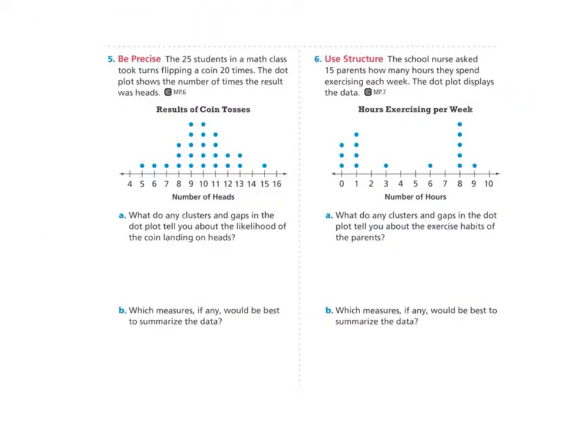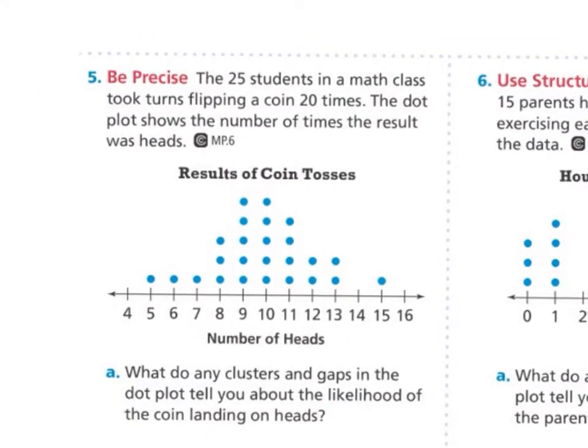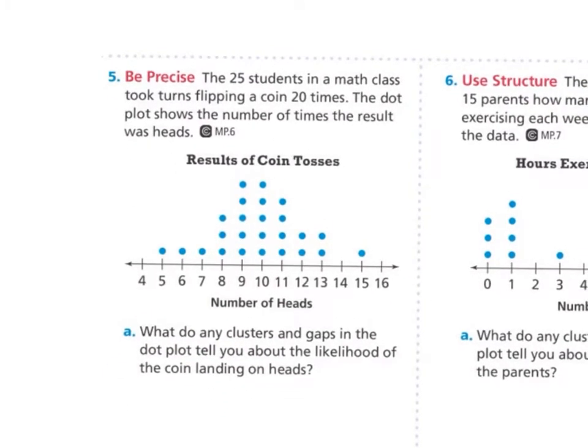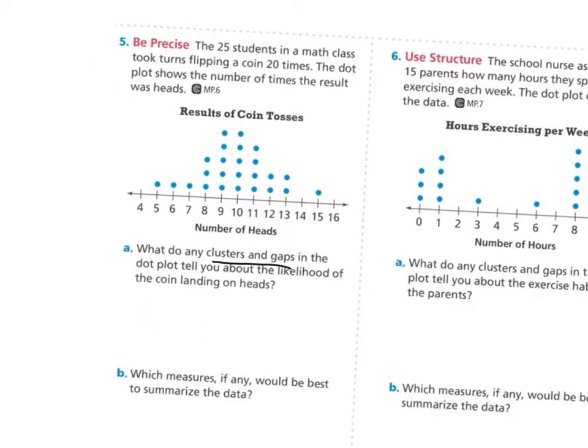We look at number 5. We have 25 students in a math class that took turns flipping a coin 20 times. The dot plot shows the number of times the result was heads. What do any clusters and gaps in the dot plot tell you about the likelihood of the coin landing on heads? So the first thing we're going to do, they're just talking about clusters and gaps. We're just going to look at this dot plot and see if we have any clusters and gaps, and if so, what are they?